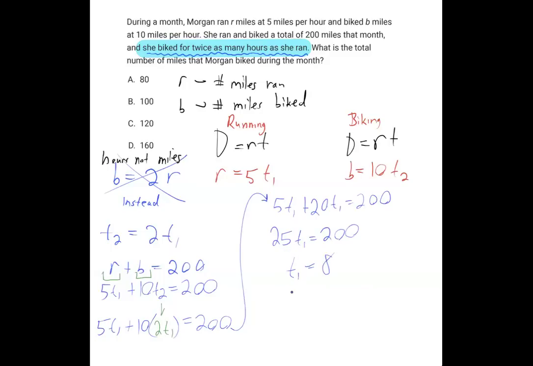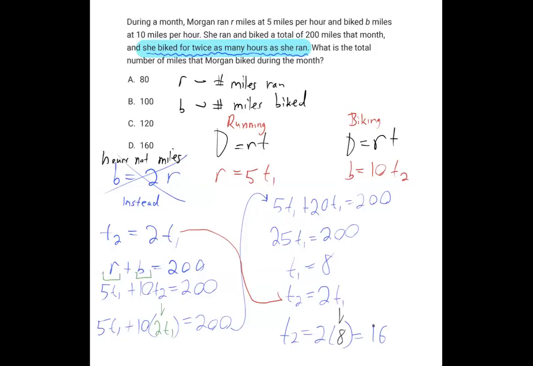T2 is 2T1. So just bringing this equation over. And now that we know T1, we can say this is 8. Fill everything else in. T2 is 2 times 8, which is 16. So that right there is the number of hours biking. And what we need is the number of miles biking.